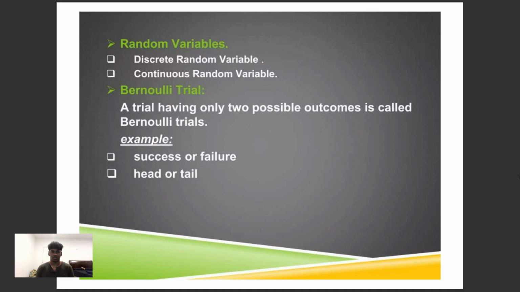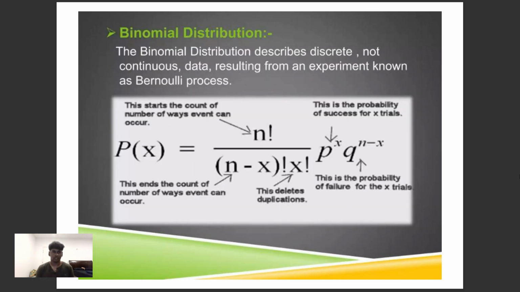The Bernoulli trial. A trial having only two possible outcomes is called Bernoulli trials. For example, success or failure and the coin toss which has heads or tails. Binomial distribution. The binomial distribution describes discrete, not continuous data resulting from an experiment known as the Bernoulli process.